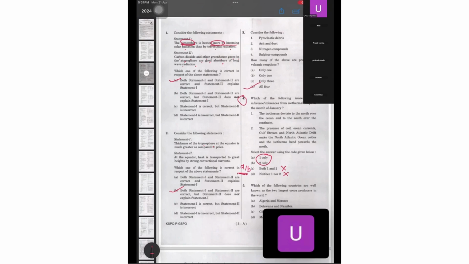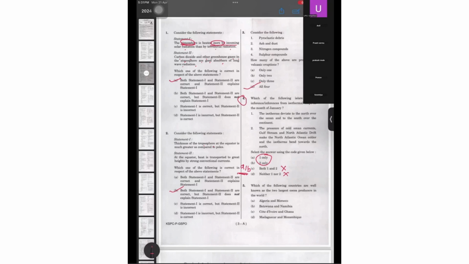Then I am solving the fifth question, and the answer is C. I am confident. Then I'm solving the sixth question, and the answer is, let us suppose, B. Then I'm solving the seventh. The answer is C. Then I'm solving 8. I'm confused between B and C, so I'm circling this question for the second round.